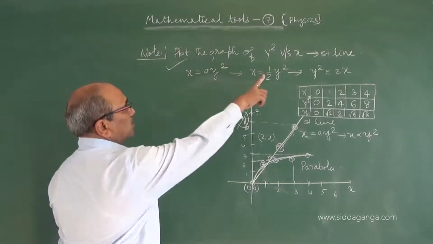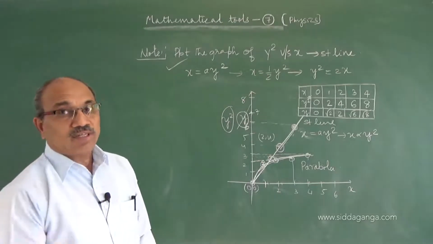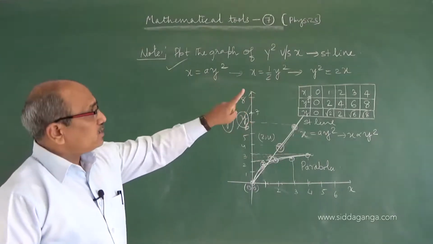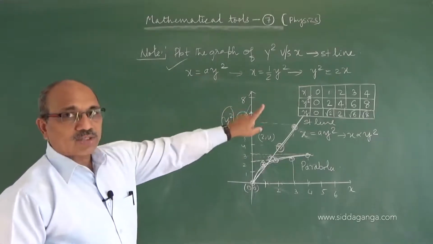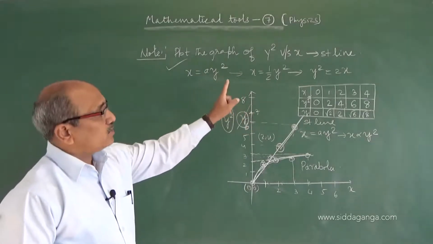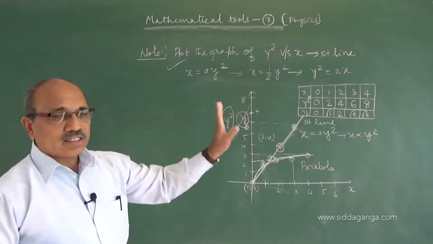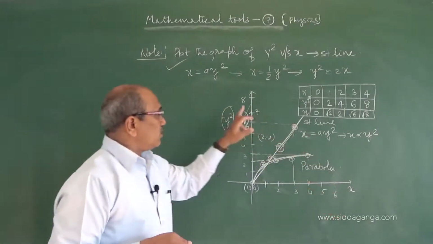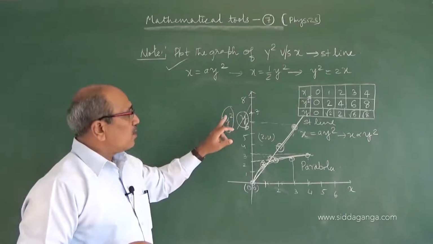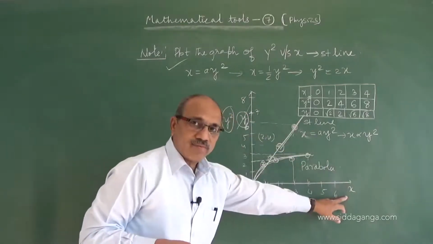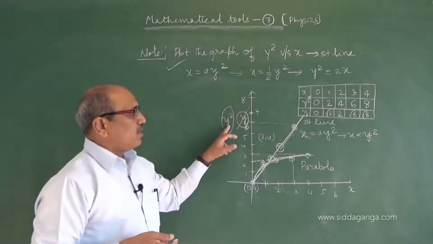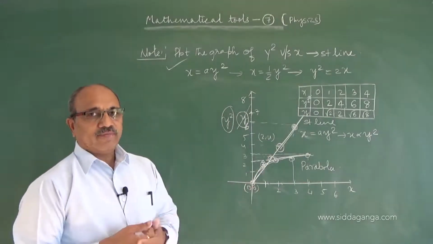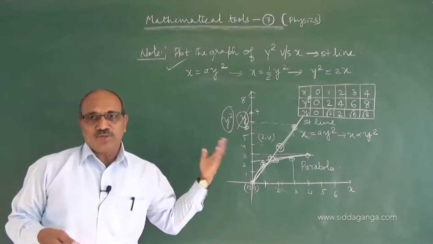If you plot the graph of y square versus x, or x versus y square, or y versus x square, it is a straight line. This may be the square term with x, or y square with x, or if it is x square, it is y. In that case, it will give a straight line graph. So with this, let's come to the other curves.